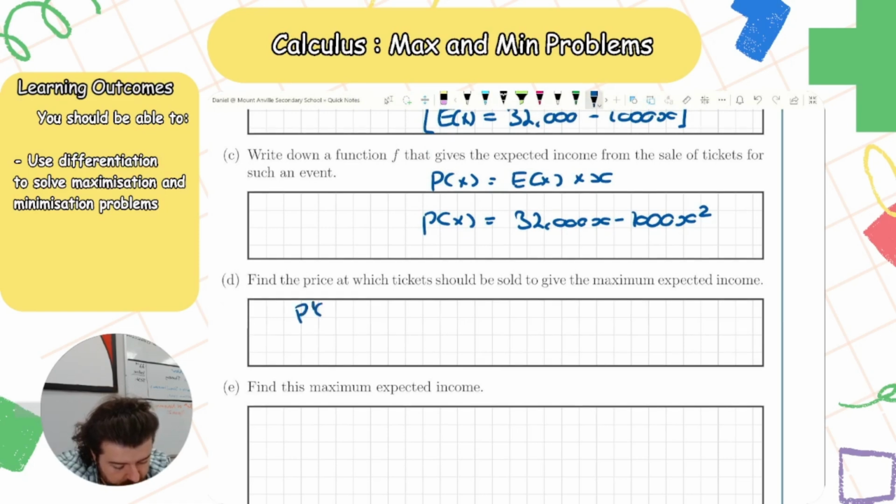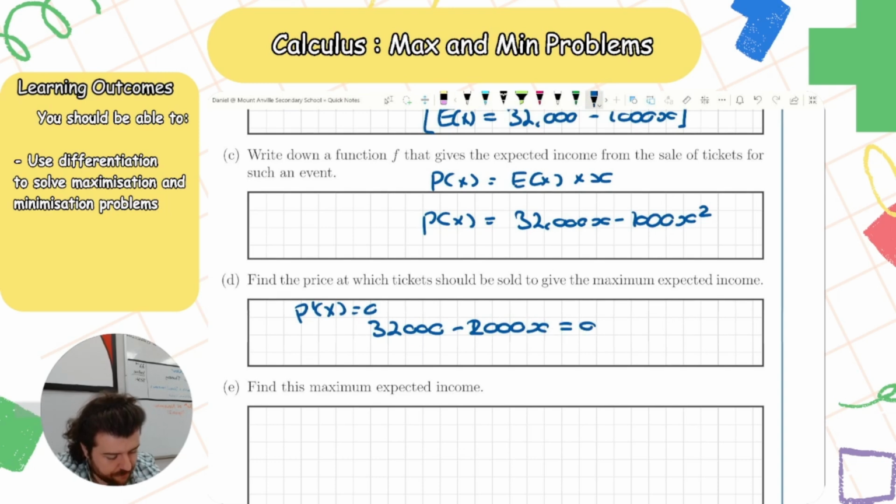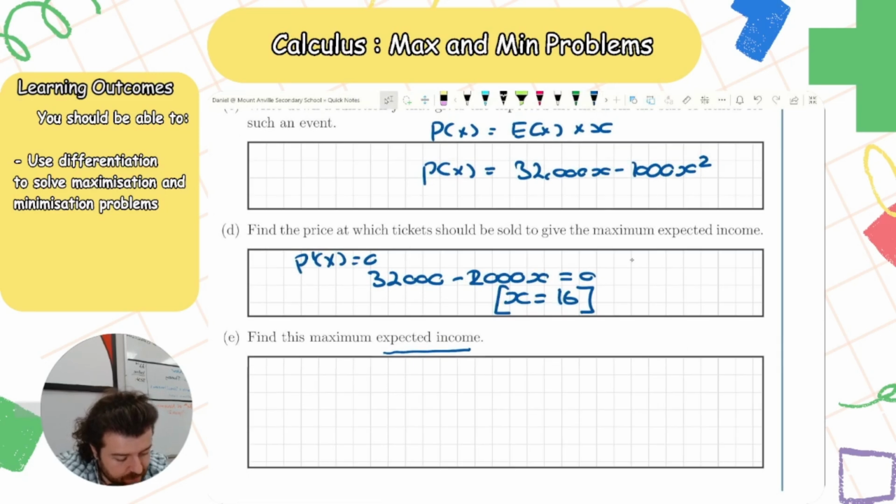So let that equal 0. That is going to be 32,000 minus, bring the power down, 2 times 1,000 is 2,000, x equals 0. X is going to be equal to 16. Right, so when X is equal to 16, that is when it will be at a maximum. Then find the expected income.